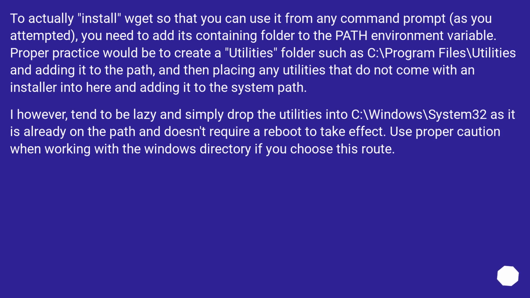To actually install Wget so that you can use it from any command prompt, as you attempt it, you need to add its containing folder to the path environment variable. Proper practice would be to create a utilities folder such as c:\program files\utilities and add it to the path, and then place any utilities that do not come with an installer in there.